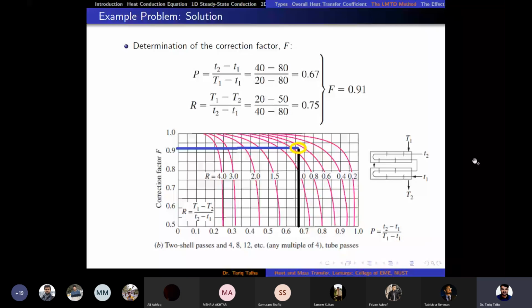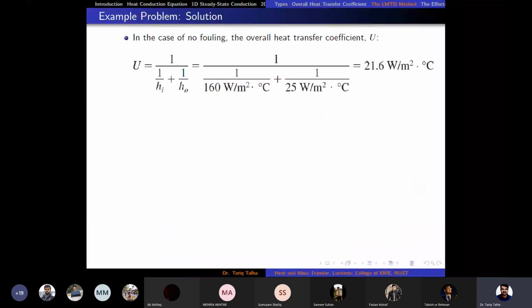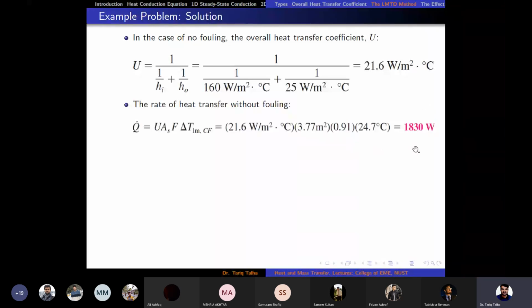Friction factor is calculated, and then the U calculation. First of all, there is a thin wall tube, so we haven't considered the conduction resistance. U would be equal to 1 upon Hi plus 1 upon Ho. That value is given. We can calculate Q dot, which comes out to be 1.83 kilowatt.